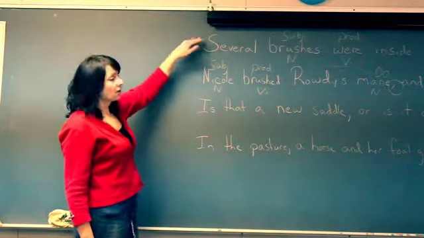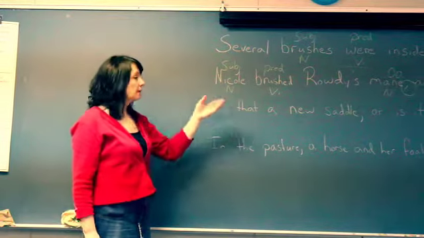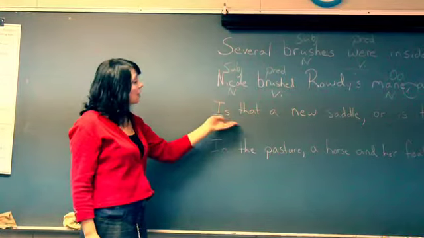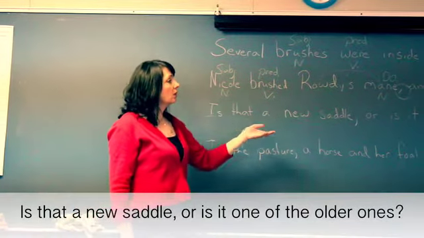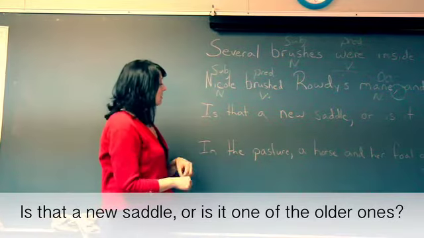These two sentences are declarative sentences. It's easy to find our subject and predicate. It's in a normal syntax. But when you have an interrogative sentence like this, it's asking a question, "Is that a new saddle, or is it one of the older ones?" You have to do a little switching around to figure out where the subject is.